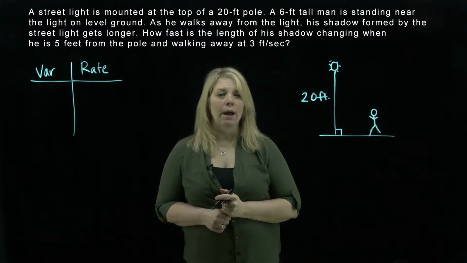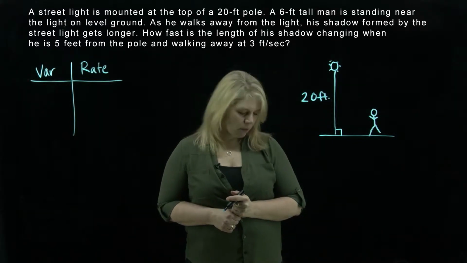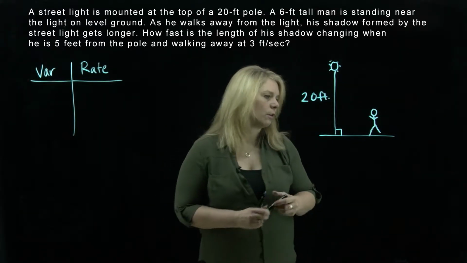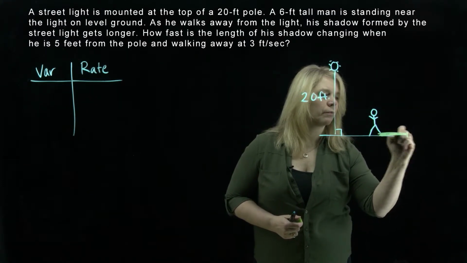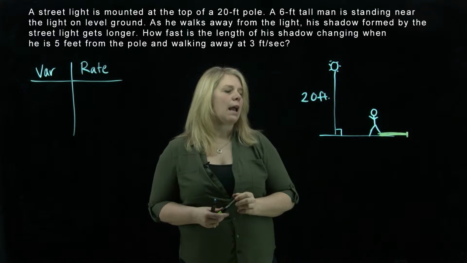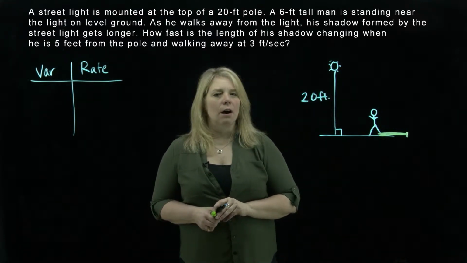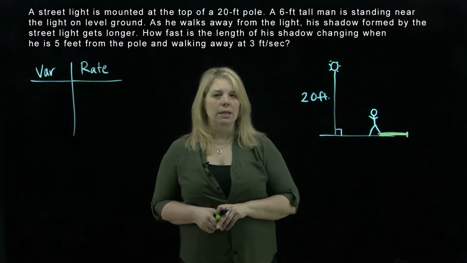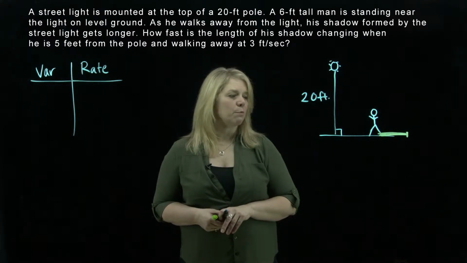He's walking away from the light, and the shadow formed by the street light is getting longer. So let's draw in a little shadow here for him. So there's his shadow. And as he walks away, his shadow is going to get longer. So it asks us how fast is the length of the shadow changing when he's 5 feet from the pole and walking away at 3 feet per second.